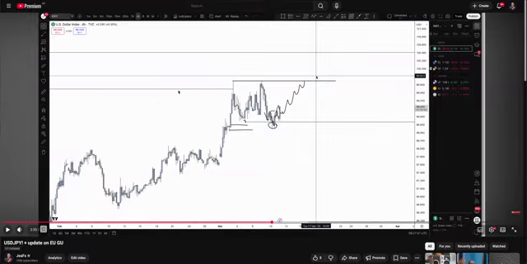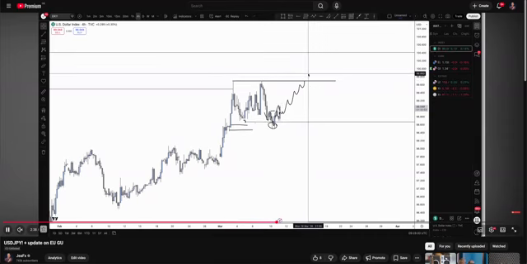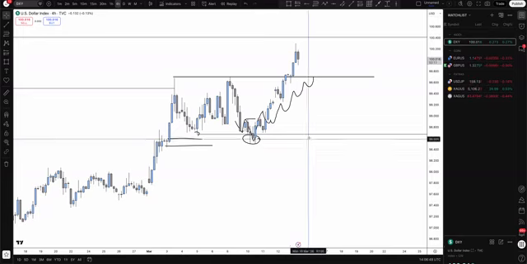So at the start of this week in the narrative video, I showed everyone that because we had basically started to sweep under this low into a demand zone, I would then be anticipating a continuation to the upside to take out that high. Now, how do I come to this conclusion?